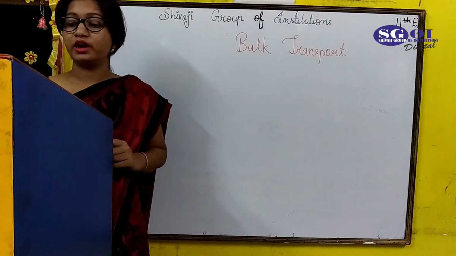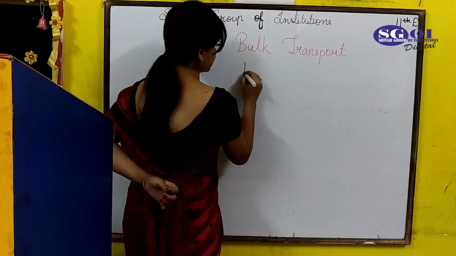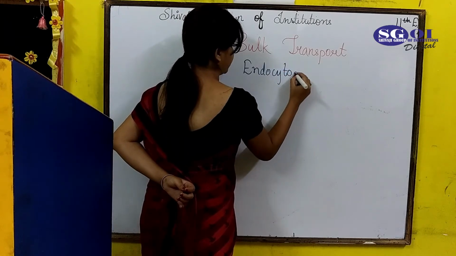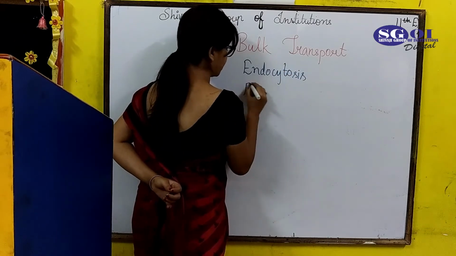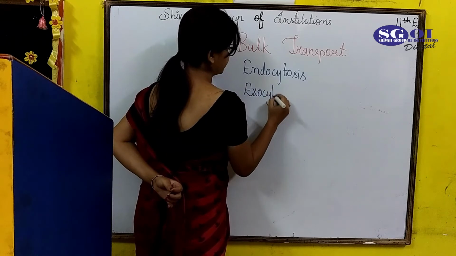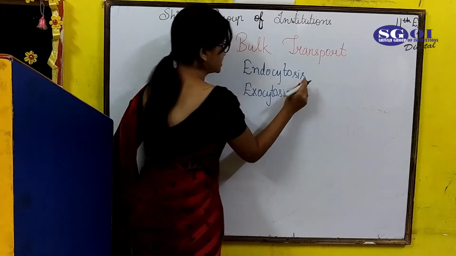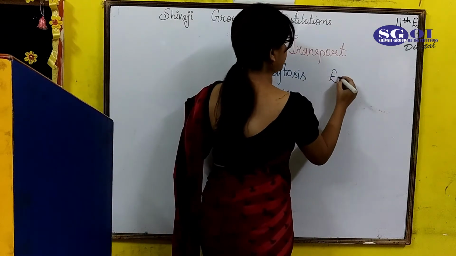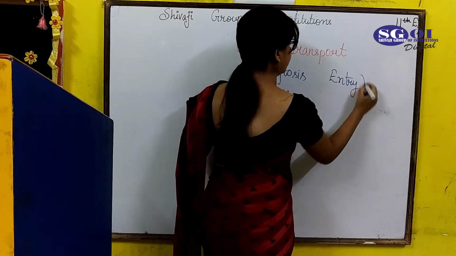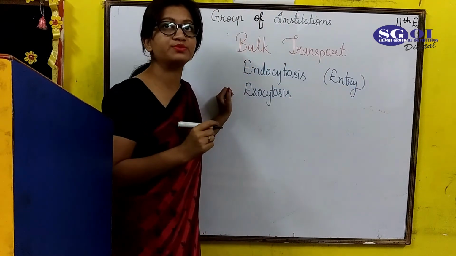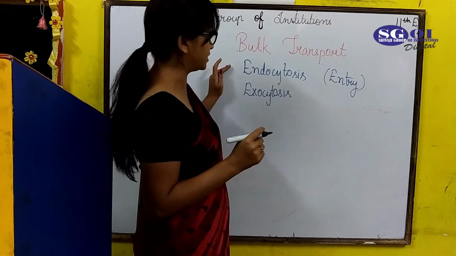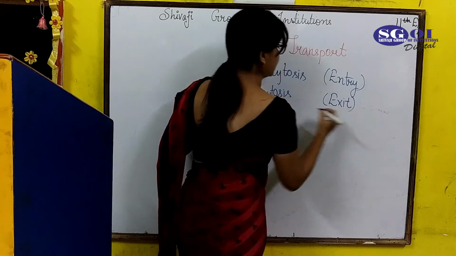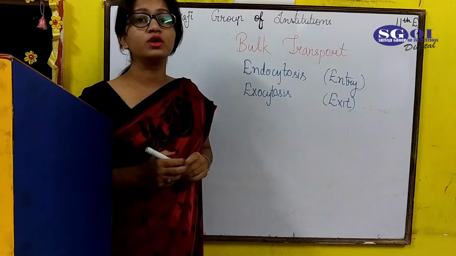So bulk transport involves two processes. The first process is endocytosis and the second one is exocytosis. So what is endocytosis and what is exocytosis? The entry of different substances inside the cell membrane, or inside the plasma membrane, is called endocytosis, and the exit of different types of substances through the cell membrane is known as exocytosis.